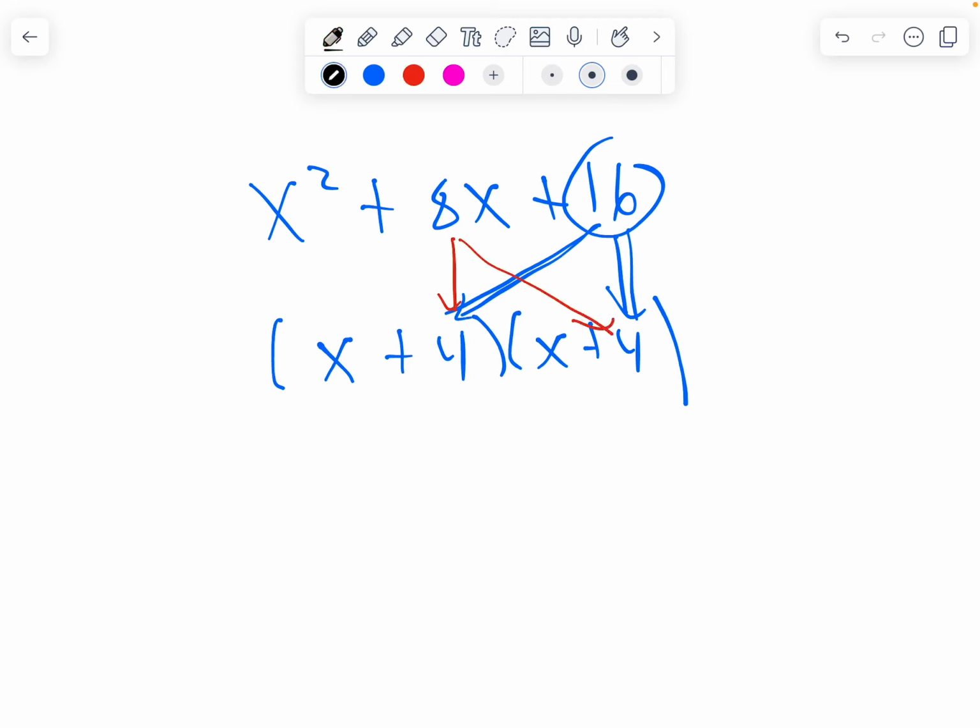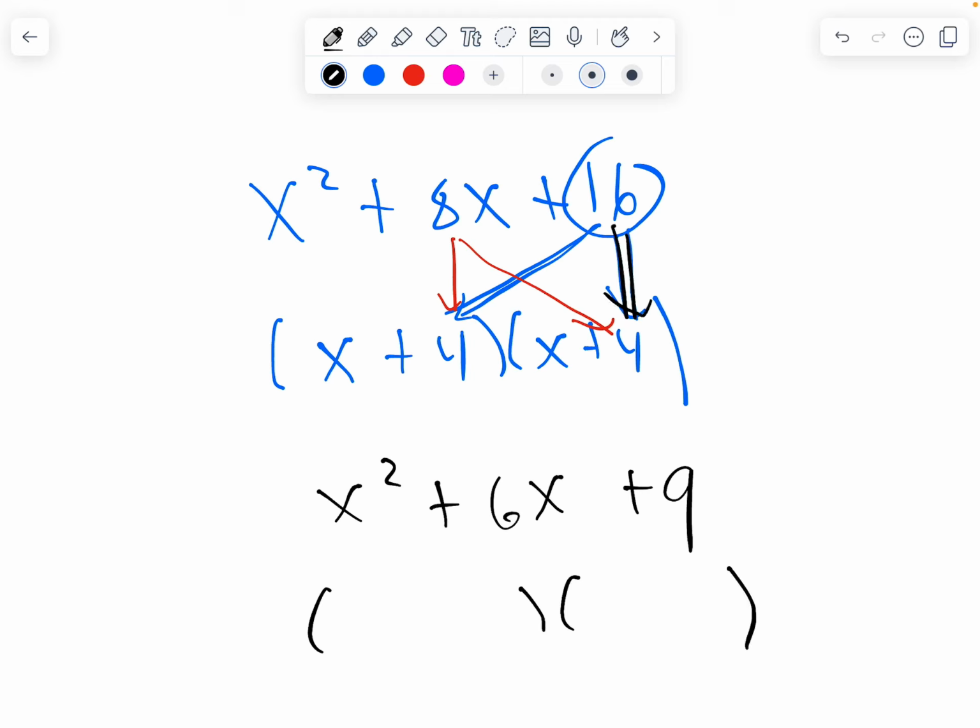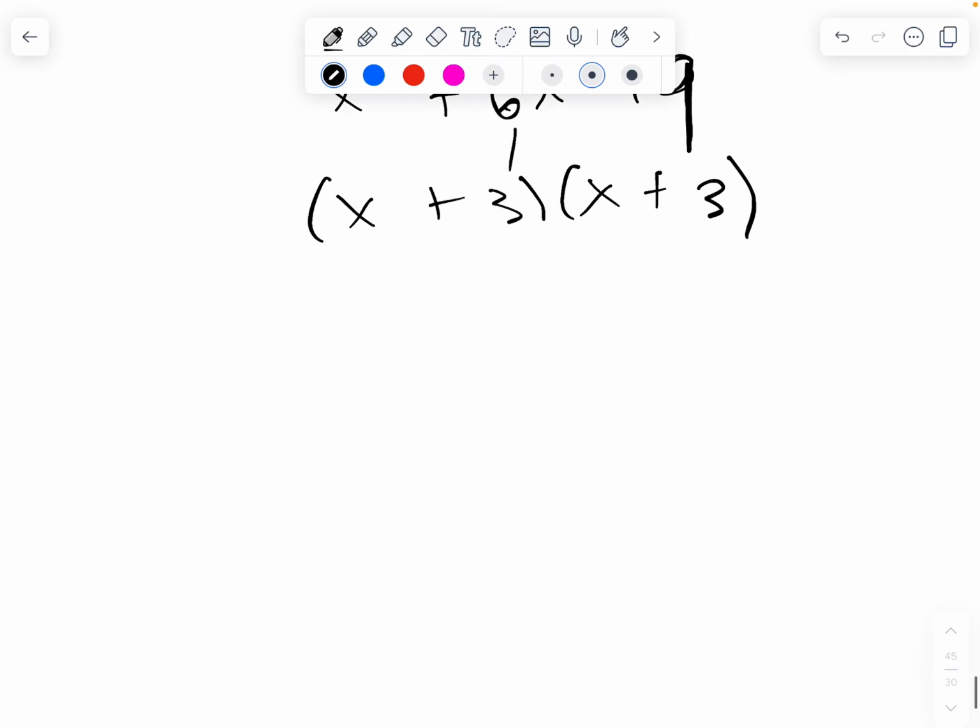So let's see if we can see a pattern. Let's say we have x squared plus 6x plus 9. Let's see if we can factor this. Well, you know how I just said you take the square root of 16? Let's take the square root of 9 as 3. You know how I said you take half of 8? Let's take half of 6. Oh, and that works. It's the same thing. If the square root of this number is the same as half of this number, then you have a perfect square.